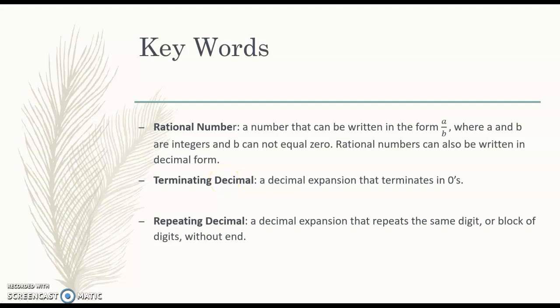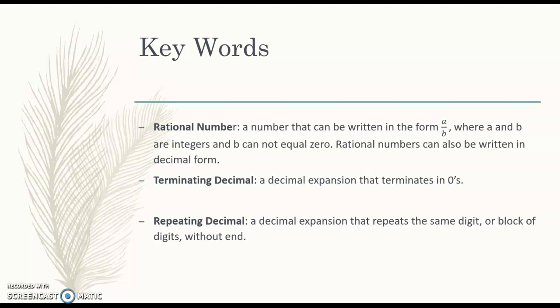So a rational number is a number that can be written as a fraction, or it could also be written as a terminating decimal or a repeating decimal. And so a terminating decimal is when our decimal ends in zeros. And so we stop. So like 1/4 becomes 0.25. And so that's a terminating decimal.